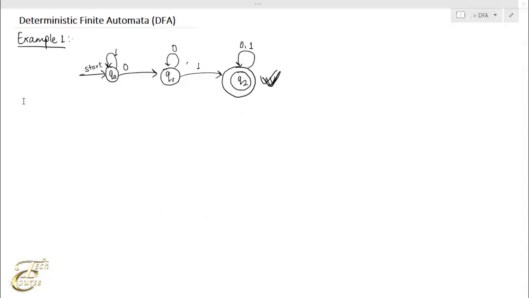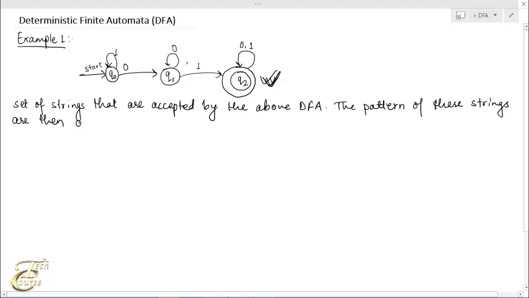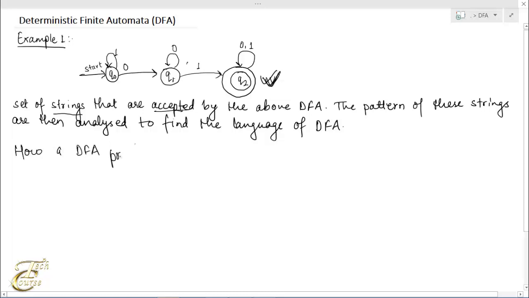Now let's find the language accepted by this DFA. For this, we first have to find the set of strings that are accepted by the above DFA. The pattern of these strings is then analyzed to find the language of the DFA. But how do we know a particular string is accepted or rejected by the DFA? For this, we must have knowledge about how a DFA processes a string.